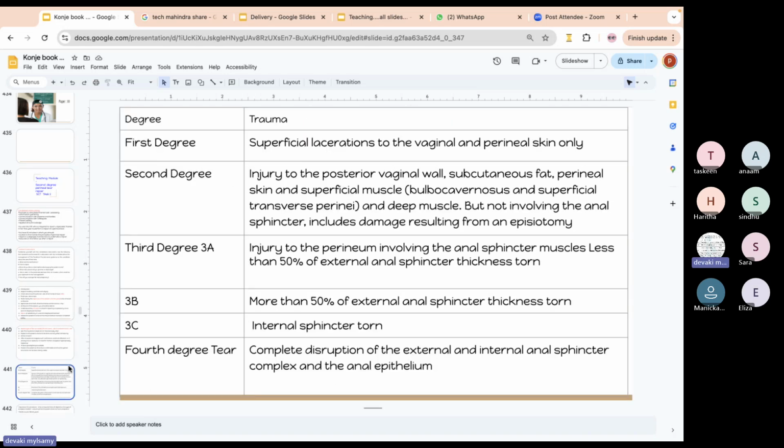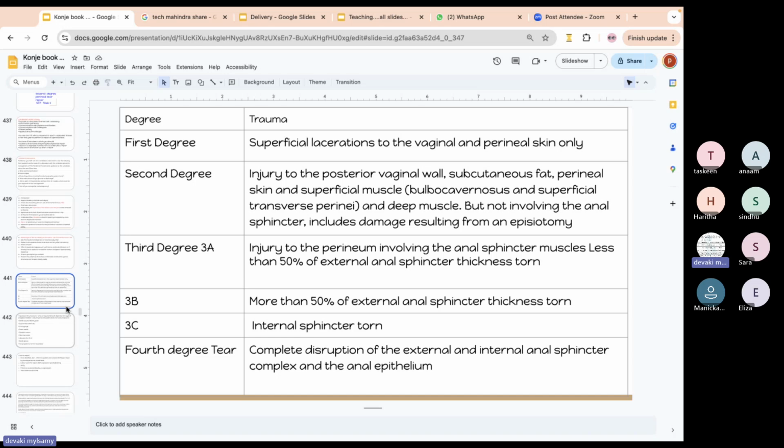This is my second slide, where I had just mentioned the type of tear, so that everybody is very clear regarding the type of tear: first, second, third, fourth. She has explained very nicely.